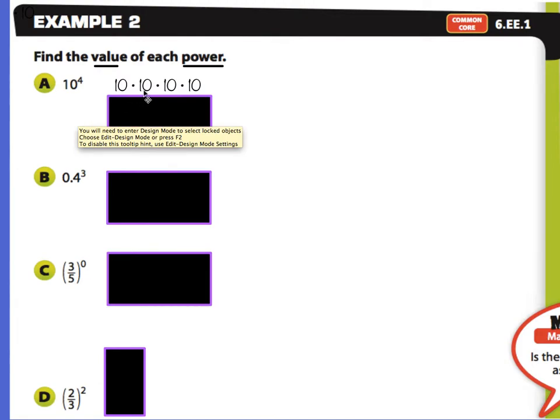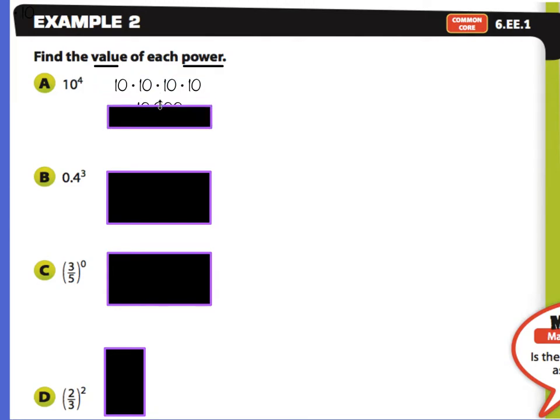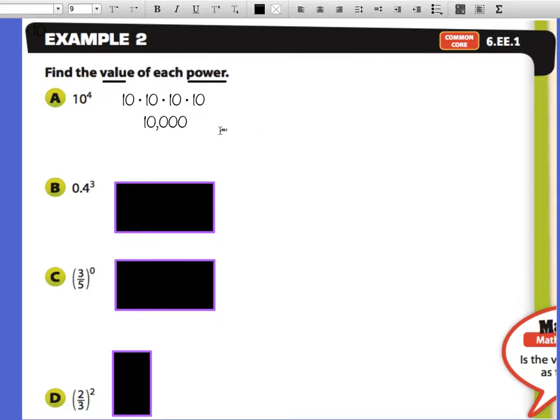So we do 10 times 10 times 10 times 10, which we know we can shortcut, and all these ones multiplied together is 1, and then there's 4 zeros. So the power in this would be 10,000. So the value of the power is 10,000. So again, if I write this as an equation, 10 to the 4th power equals 10,000, and I'll write the 4th power up here, don't worry.